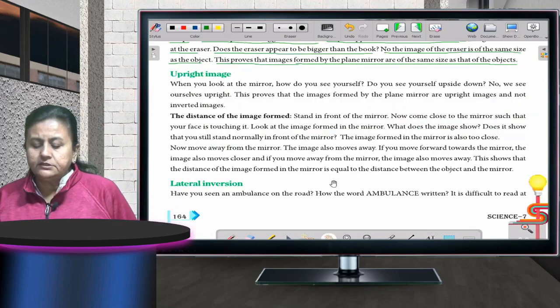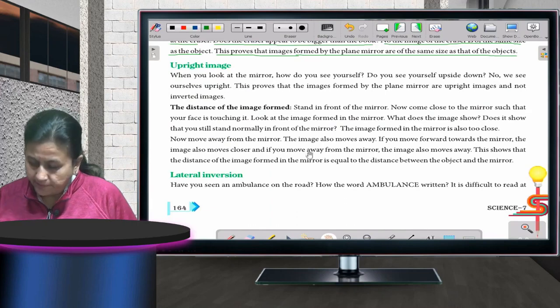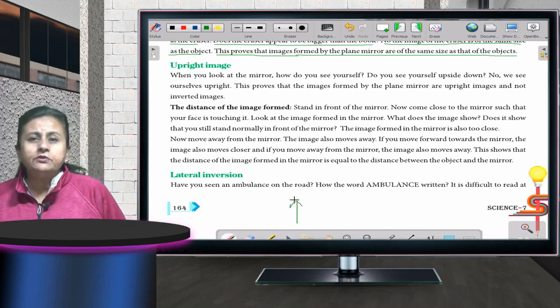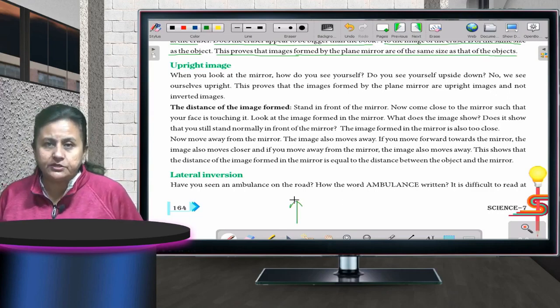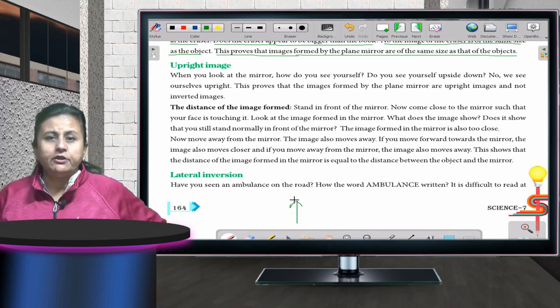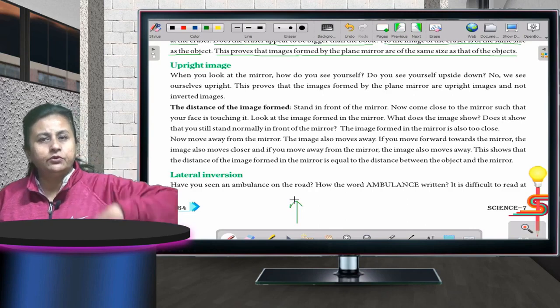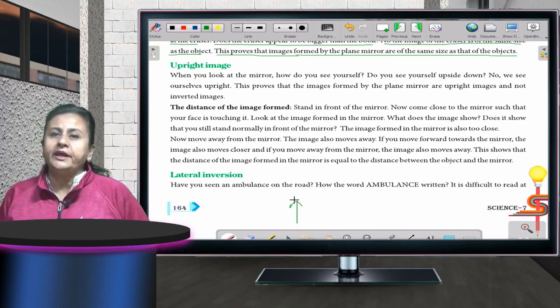So students, now I would tell you about upright image. What is upright? Upright means this way. Now, if you see yourself in a plane mirror, you will find it in upright position. Upright means as you are, you will see exactly the same way. Your face is up. If your face is up, you will see the face up only. It won't go down. That is upright image. In a plane mirror, upright images form.